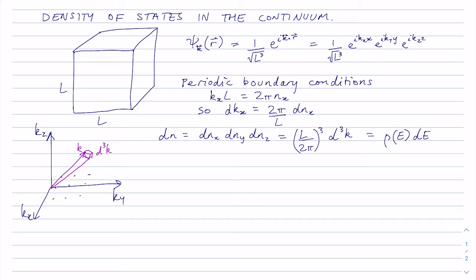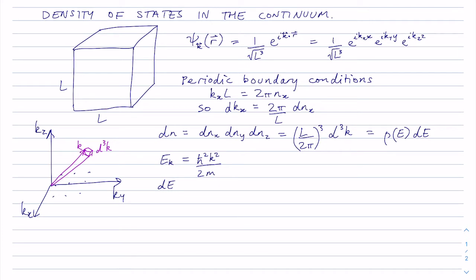The first thing we need to do is expand out the k. Before we get to that, I'm just going to write that the energy of every state with wave vector k is h bar squared k squared over 2m, which obviously doesn't depend on the direction of k, it just depends on its magnitude. And so I can write dE_k is equal to h bar squared over m times k dk.